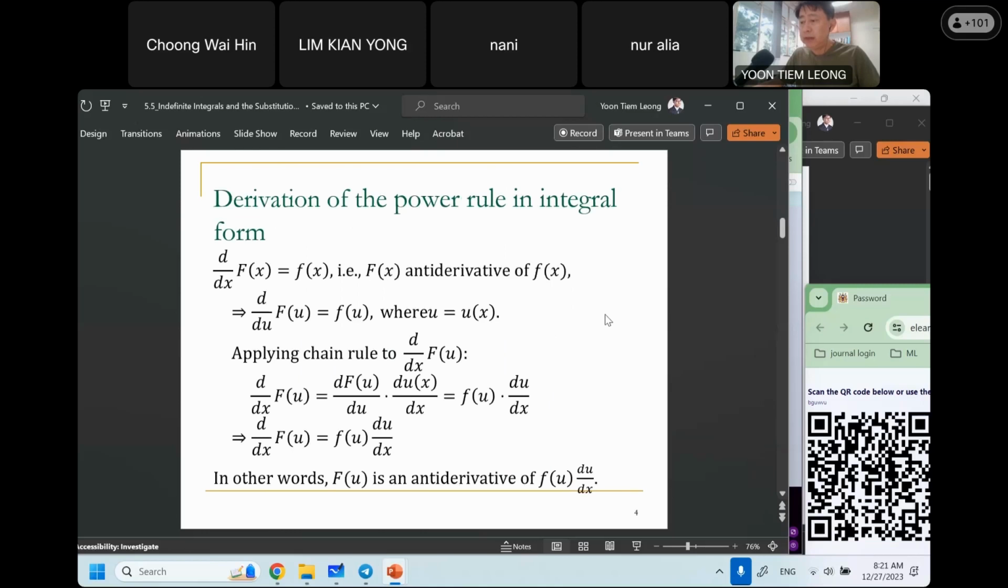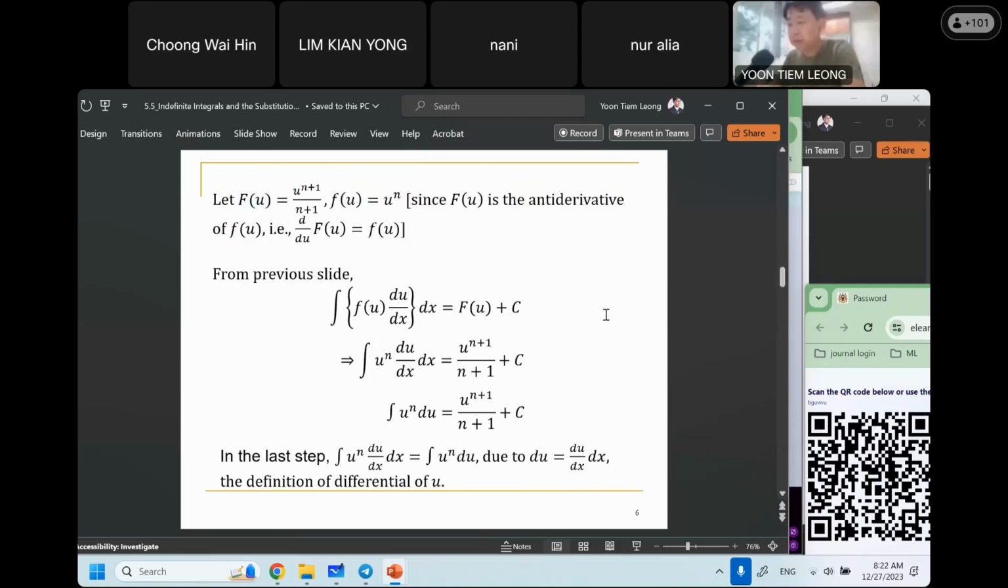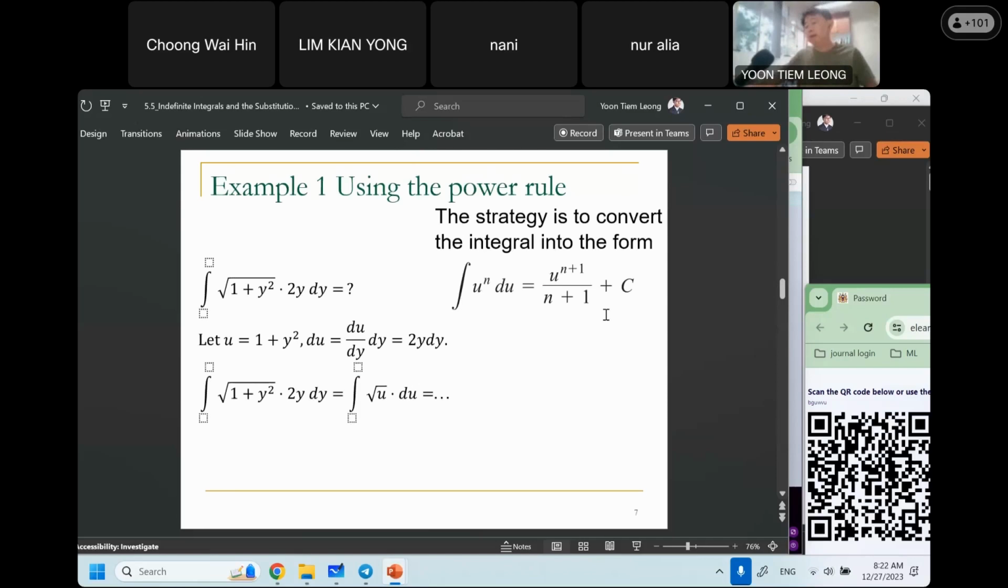What we're going to see is that if you see an integral like this, a function of the square root of 1 plus y squared times 2y times dy, and you're asked to find its indefinite integral, that is, to find its antiderivative. From this topic onwards, we will be seeing a lot of techniques to perform integration, be it in the form of a definite or indefinite integral.